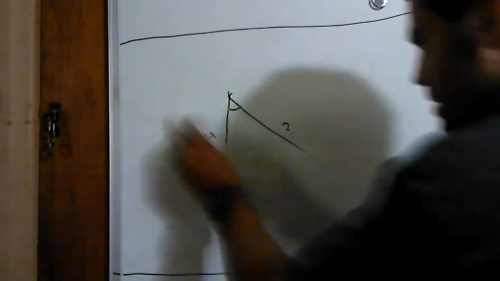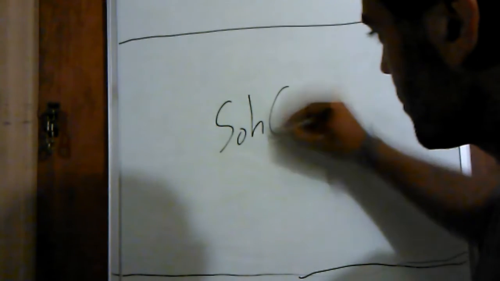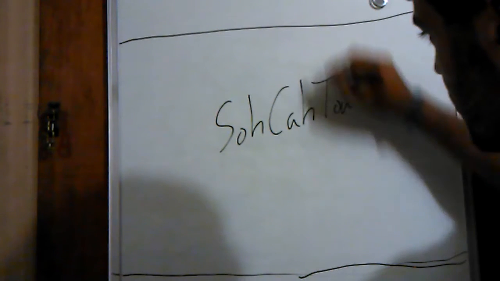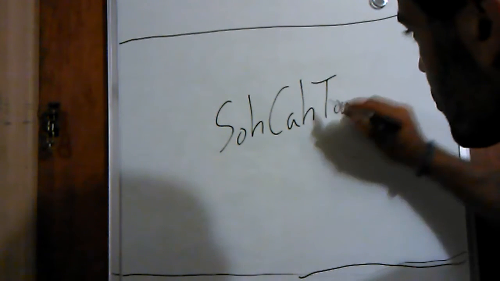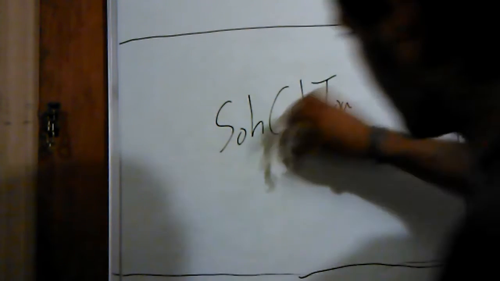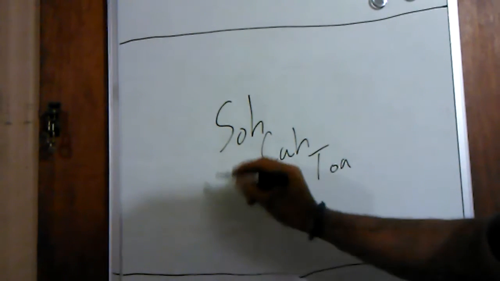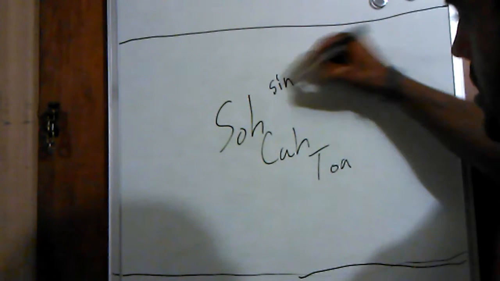We'll erase this for now and bring it back. But SohCahToa works like this. They say SohCahToa like that, but think of it more as a separation: Soh, Cah, Toa. The S in the first one stands for sine, the function that on your calculator is sine, spelled S-I-N just to abbreviate it. It really means sinusoid, but it's just called sine.